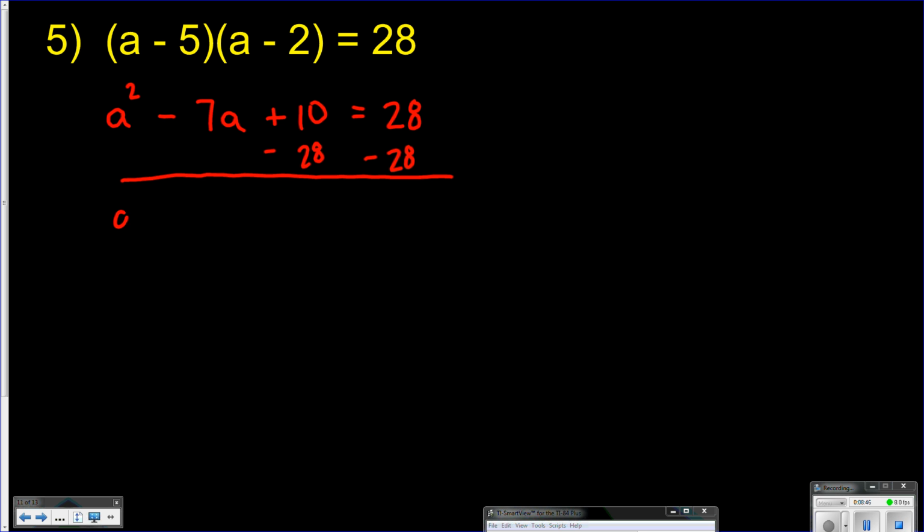And right now we have a squared minus 7a plus 10 minus 28, what's that going to give us? Should give us negative 18 equals 0 for the equation. And now we look to see if we can factor it. You can go ahead and take the time to factor it over here. Use your generic rectangle if you need to.